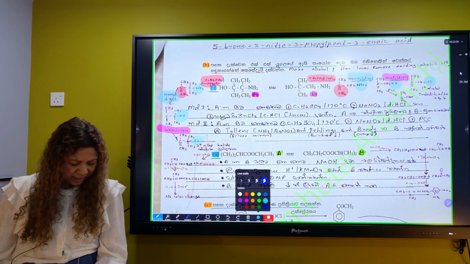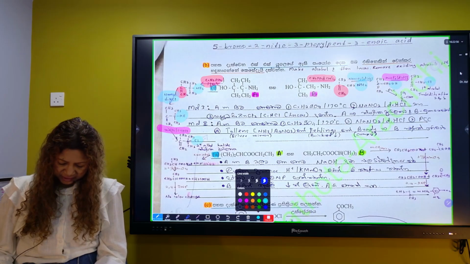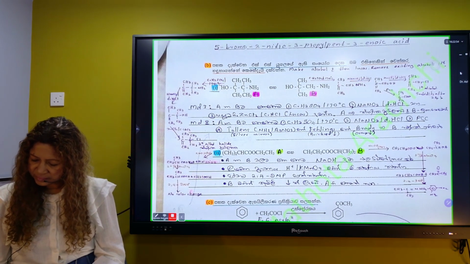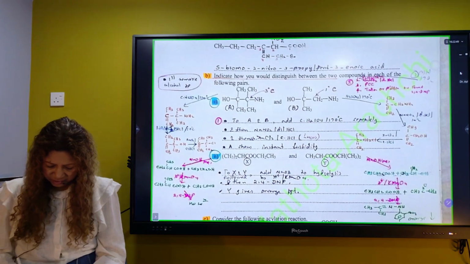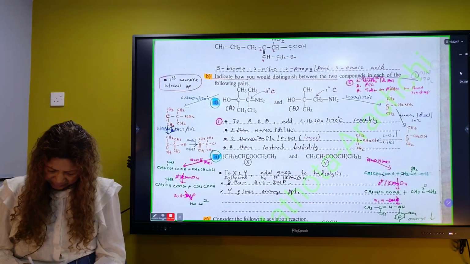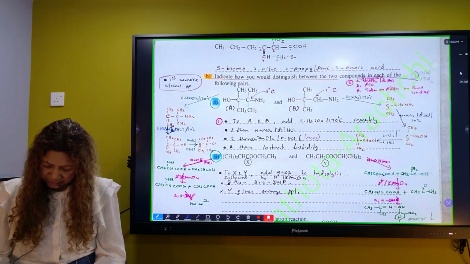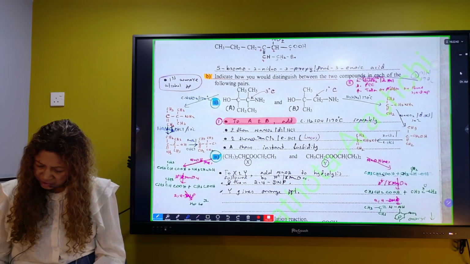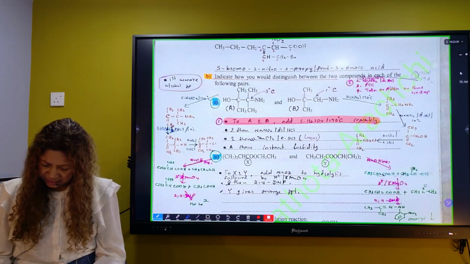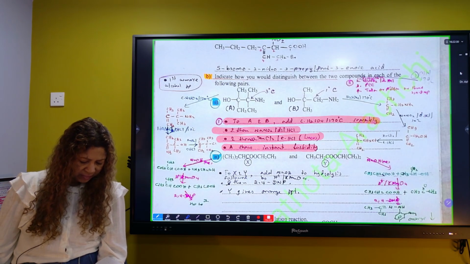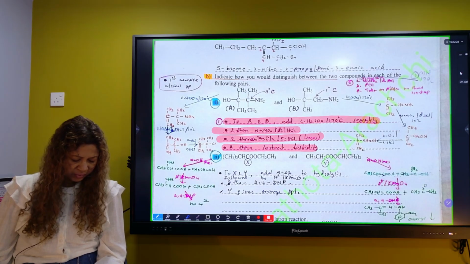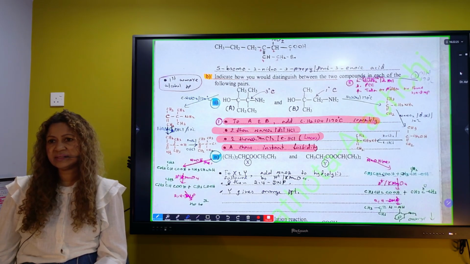Okay, to A and B at H2SO4 170 separately, followed by sodium nitrite, HCl, followed by zinc chloride, HCl, Lucas. A shows instant turbidity. B shows turbidity after 24 hours.